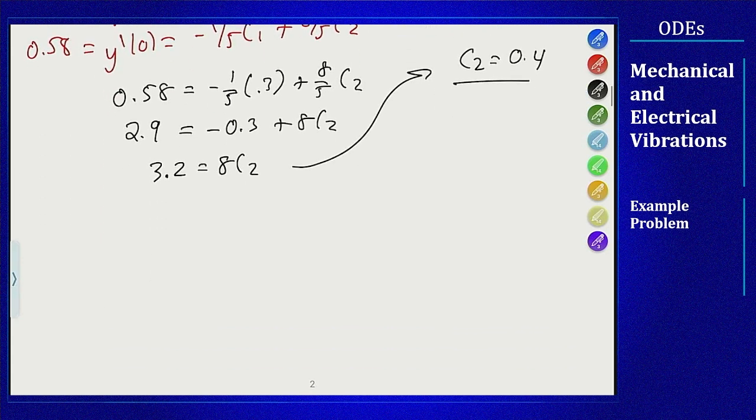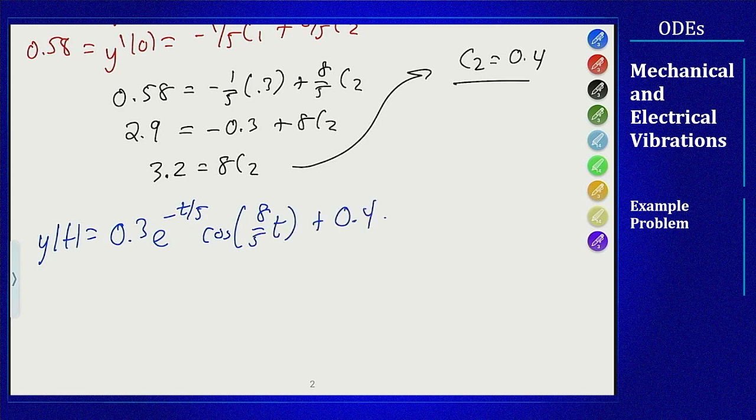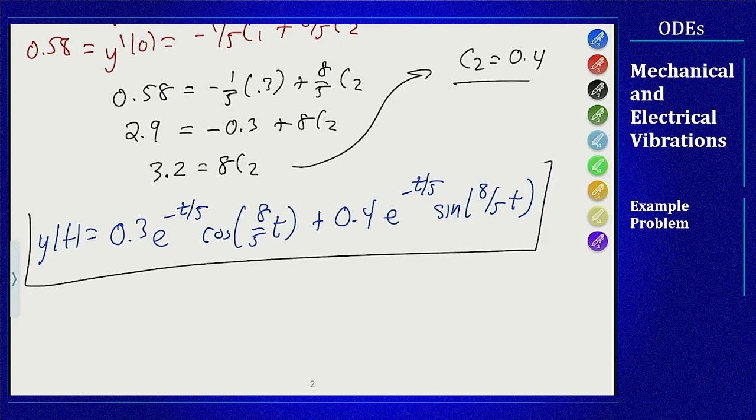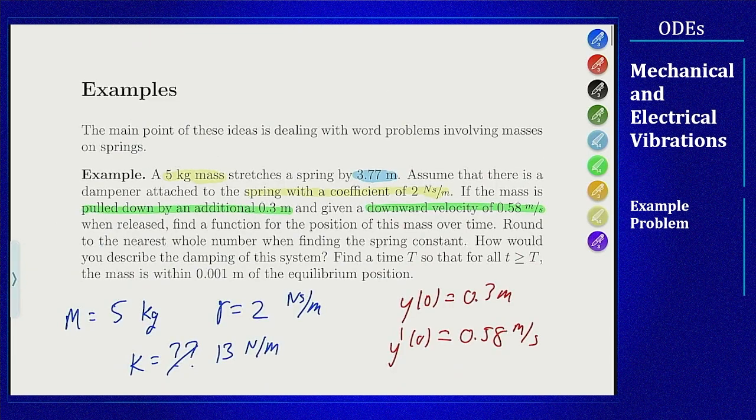So my solution will be y of t equals 0.3 e to the minus t over 5 cosine of 8/5 t plus 0.4 e to the minus t over 5 sine of 8/5 t. So that represents the position of the mass on a spring as a function of time. We already said it was underdamped. What else do we have to solve for? Find the position, good. Whole number, great.